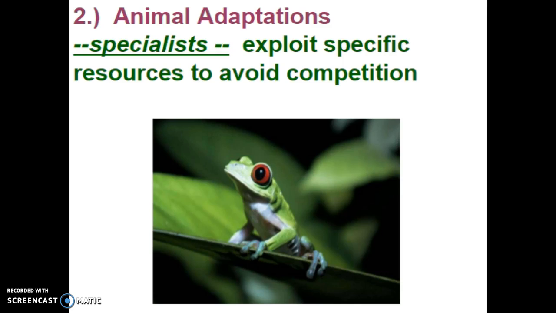But specialists will exploit specific resources to avoid competition. That way, if specialists will, for example, only rely on maybe one or two prey items for food that other animals don't eat, they can then be exploiting that resource themselves.